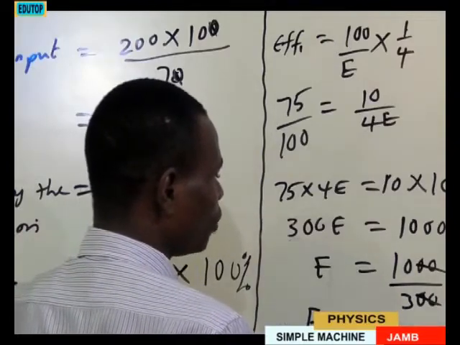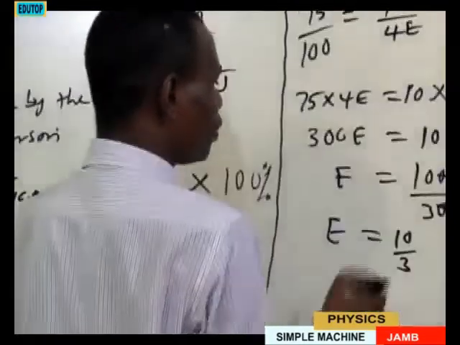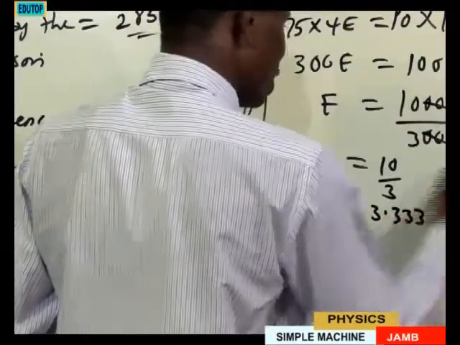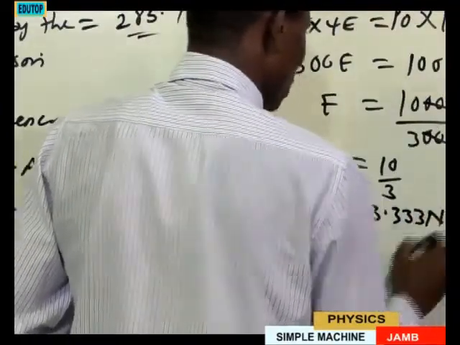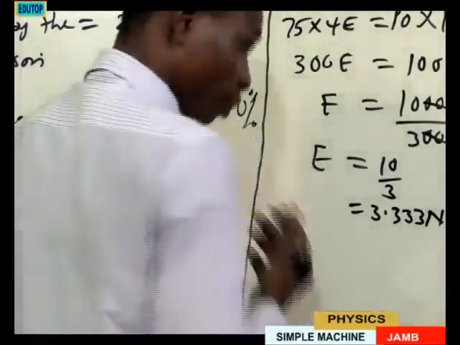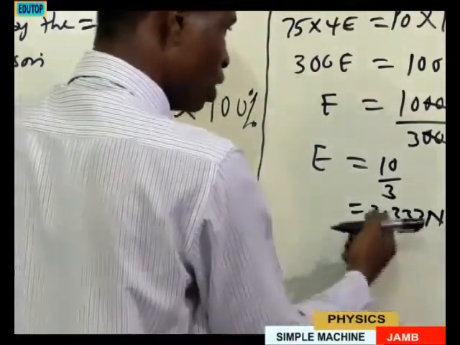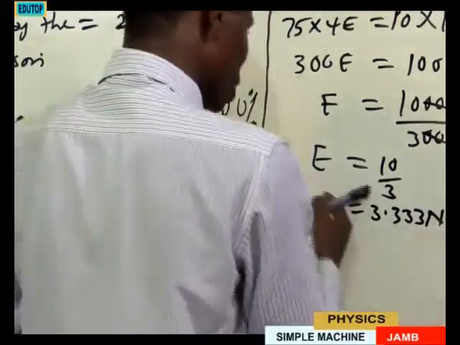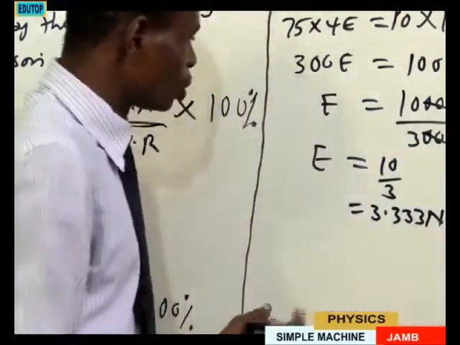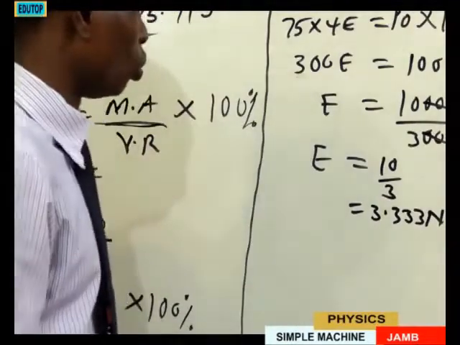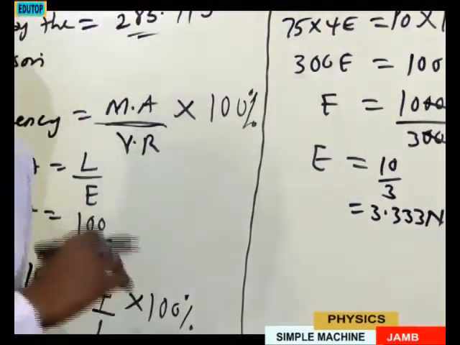And if you divide this, you are going to have 3.33333. Well, let's stop it like that. Effort is a force in Newton. Effort is a force. You put 3.33 Newton. And that is what we are told. That is the simple solution to that question.